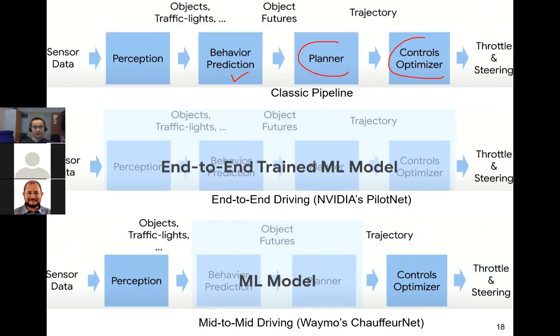So in end-to-end driving, such as NVIDIA's PilotNet, you have a deep neural network replacing the entire pipeline. It takes as input the sensor data and maps it to throttle and steering commands. The mid-to-mid model, Waymo's ChauffeurNet, has a separate perception module, but replaces the behavior prediction and planner with a deep neural network. And then the controller is still a separate module.